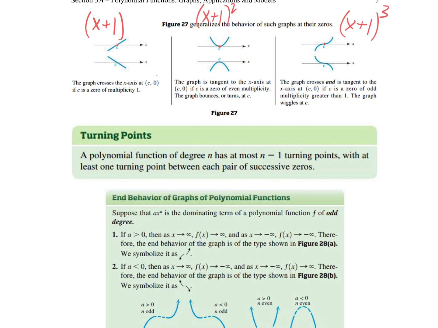Turning points is literally exactly what it sounds like. How many times can your graph change directions? It's always n minus 1 turning points based off of the degree n. So whatever your degree is, one less turning point than that.